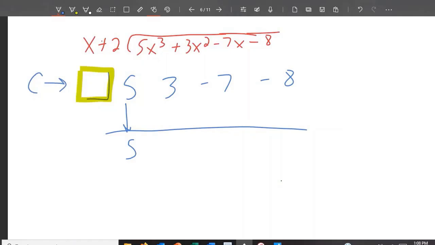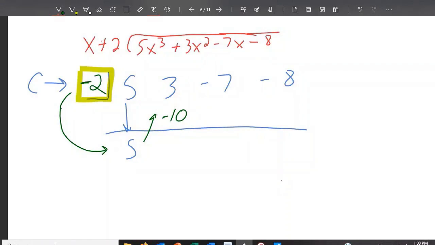Now the c comes from the binomial, and it's the opposite sign of what the number is in the binomial. Got to remember this, opposite sign. Now we're going to take that number and multiply by everything below the line. So negative 2 times 5 is negative 10. Negative 10 goes right here.